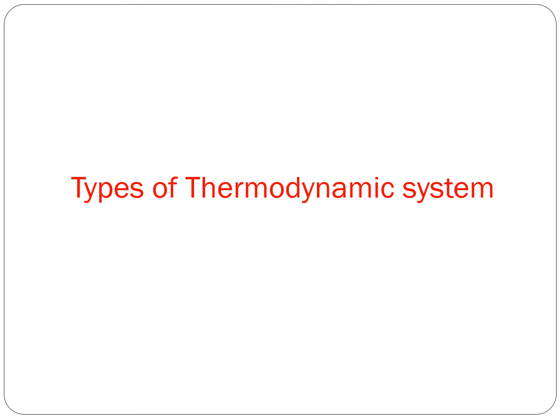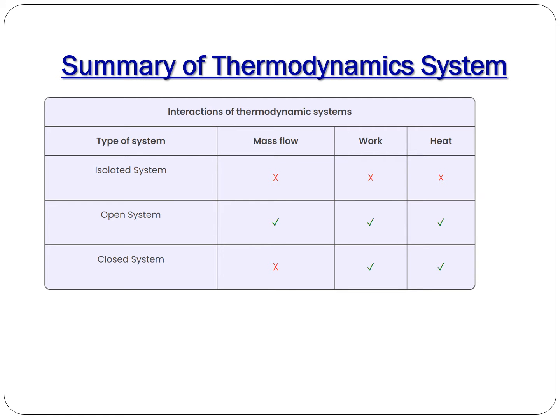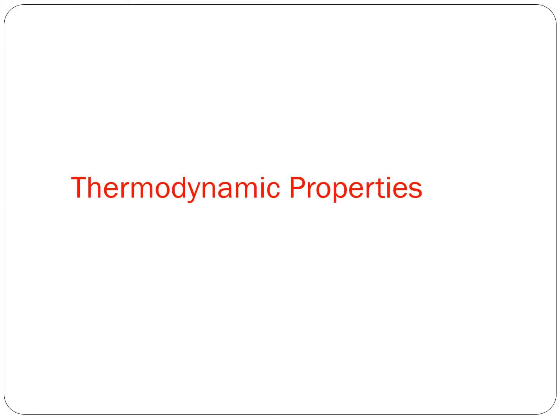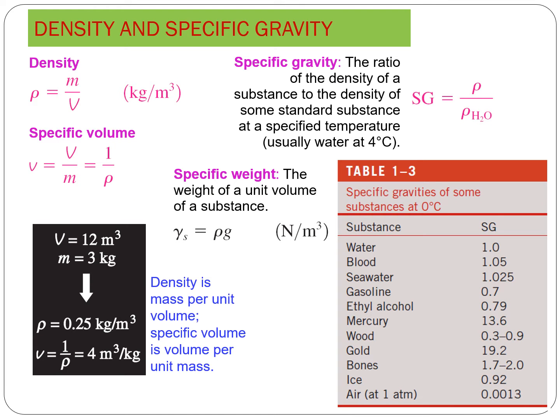Going forward, you have different types of thermodynamic systems, as we discussed. Open system where you have energy due to mass flow, work transfer, and heat flow. In closed system, you don't have the energy due to mass flow, whereas in isolated system, you don't have any energy transfer at all.